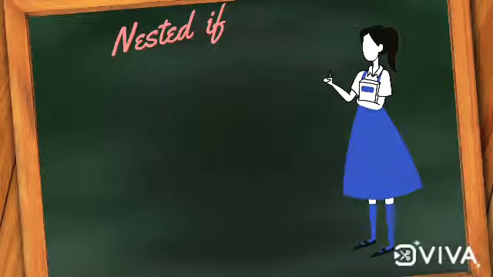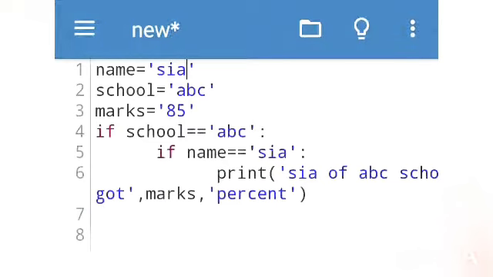So here is an example. From this example, we will get a clear picture of the nested if conditional statement. I want to print the marks of a particular student of a particular school. So I have inputted a name, school, and marks of that student here.